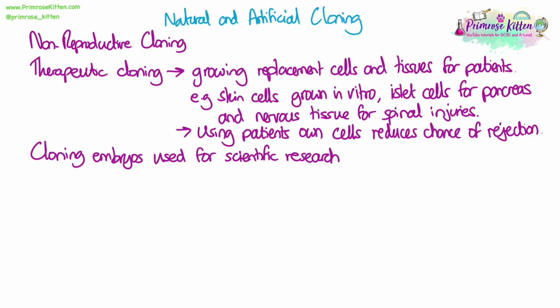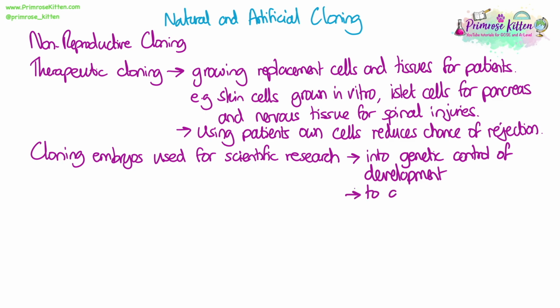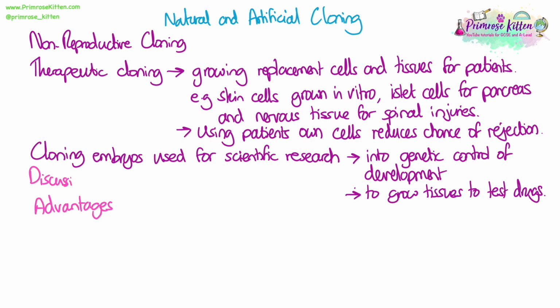Also, embryos can be cloned to be used for scientific research. So not cloning embryos in order to make multiple new organisms, but cloning embryos so that we can look at that stage of development. So that stage of transitioning from an embryo and how the process of differentiation starts, and being able to use that for genetic analysis to look at how genetics actually controls that initial process of development, and then also give us an opportunity to maybe test drugs or medicines on human cells that are dividing from an actual embryo. Or to use the stem cells in embryos to grow tissues in order to test new drugs or medicines. We need to be able to discuss both the advantages and disadvantages of animal cloning.